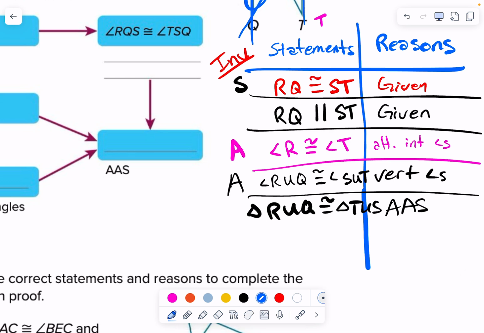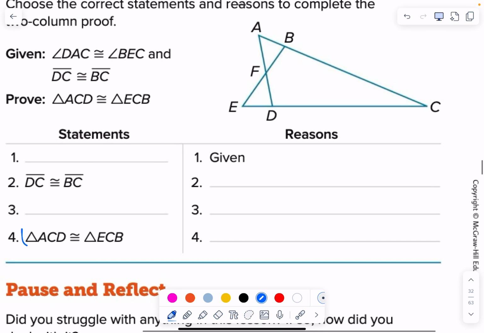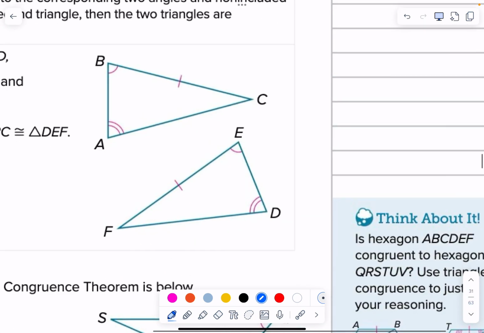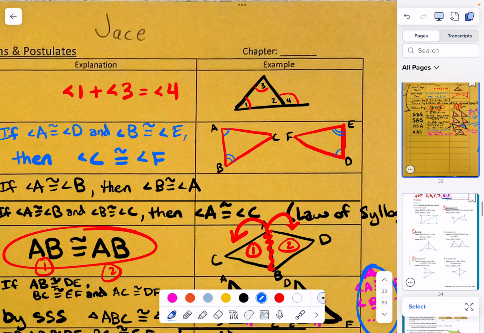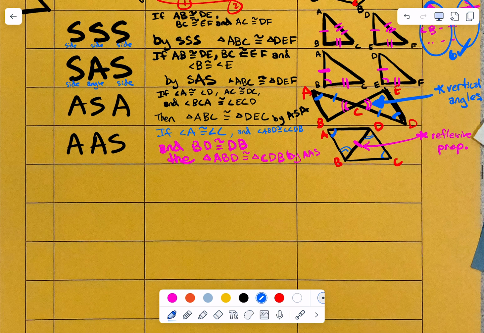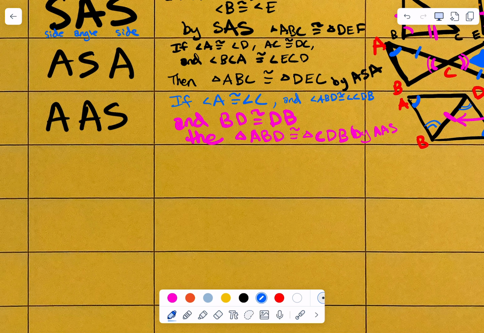Okay, let's skip this proof. I said we're going to do a second one, but let's not do a second one. Let's do something else. Go to your yellow sheet. You've got to write something down on your yellow sheet. We're going to put something down that's really important. This is CPCTC.